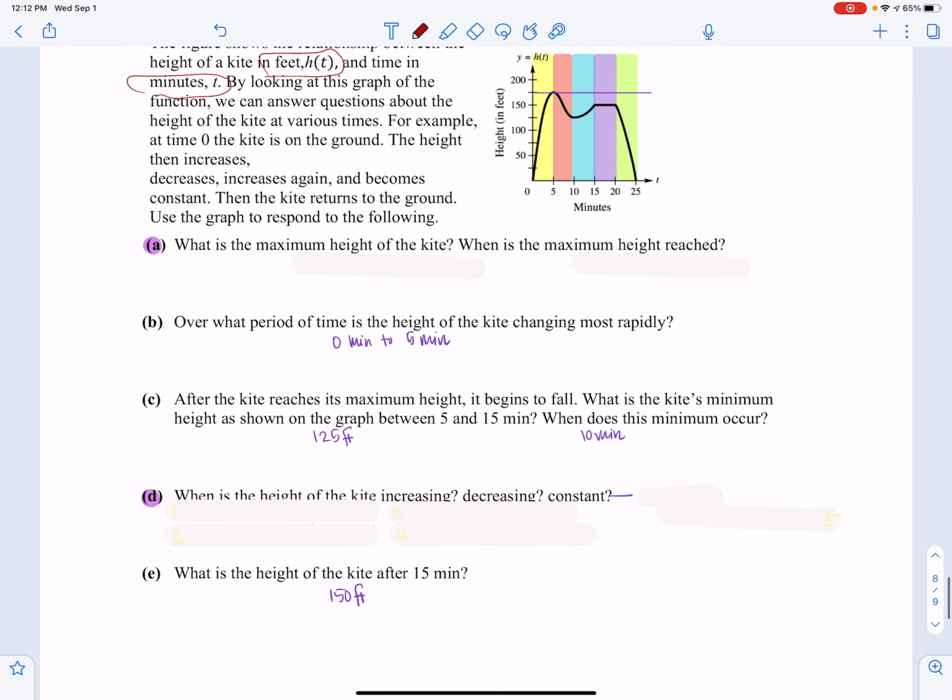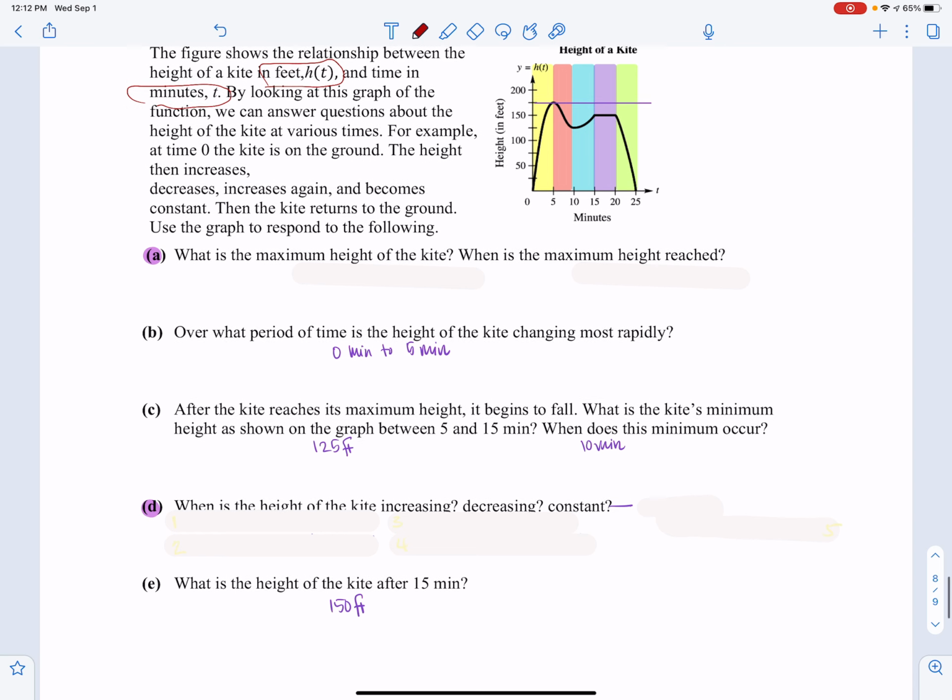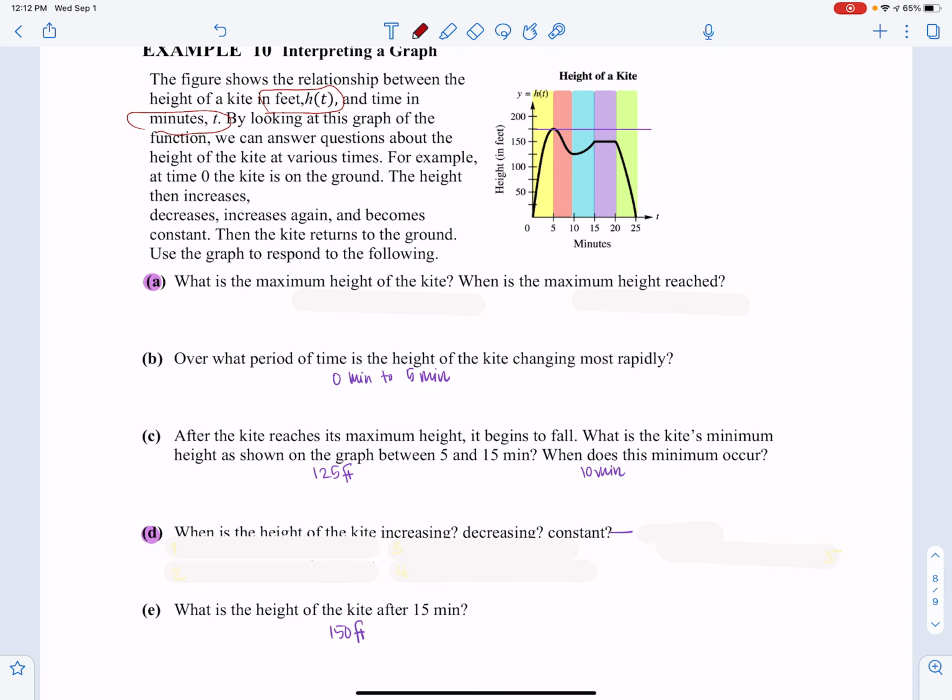All right, we have some questions to answer. Some of them I've left uncovered. I'm not going to do all of these. I'm only going to do part A and part D. So part A says, what is the maximum height of the kite?